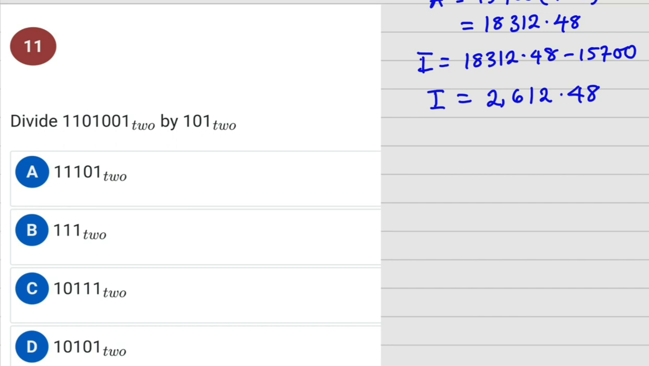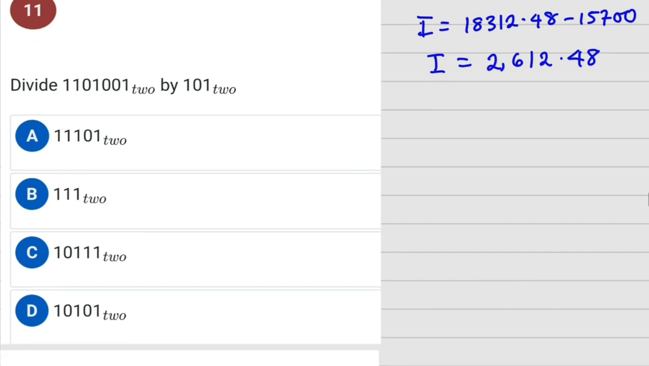So that I will do for you. But for now, I'm teaching, so I'm going to go into the details of everything to show you what it is. So let's move to number 11.